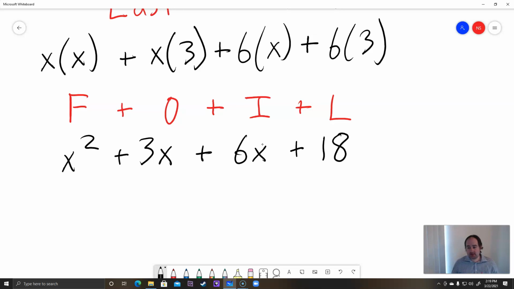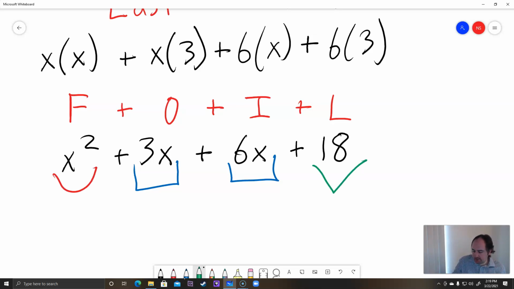Okay, so that was just multiplying the first, the outer, and the inner, and the last. But now we can actually simplify this a little bit more by combining like terms. And generally with FOIL, the only like terms are usually going to be the outer and the inner. Okay, so here our like terms are going to be 3x and 6x. For the other terms, we have an x squared by itself and an 18 by itself. But those can't combine because they're different powers.